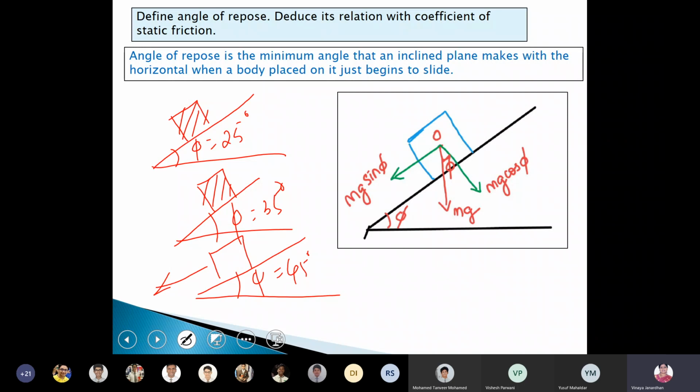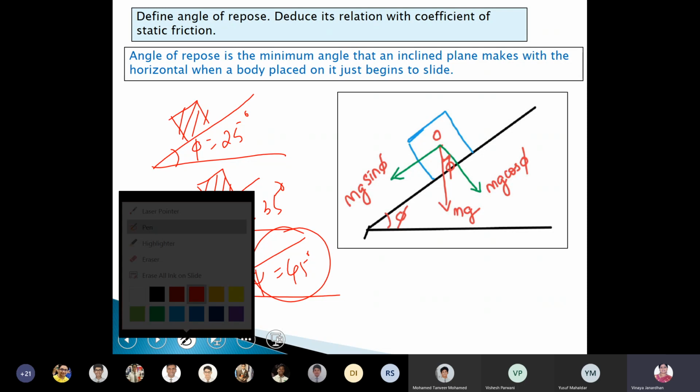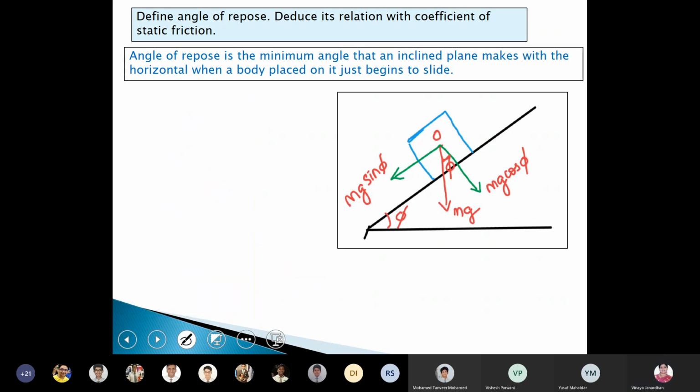So as you increase the angle of inclination, at one particular angle the body just begins to slide. And this angle of inclination, we call it the angle of repose. Copy down, boys. Angle of repose is the minimum angle that an inclined plane makes with the horizontal when a body placed on it just begins to slide.